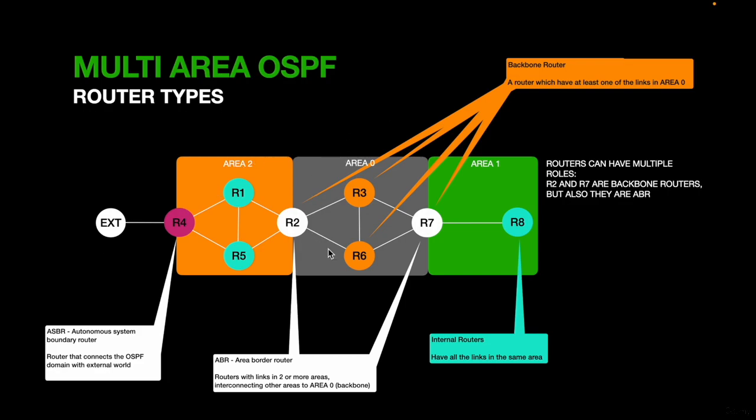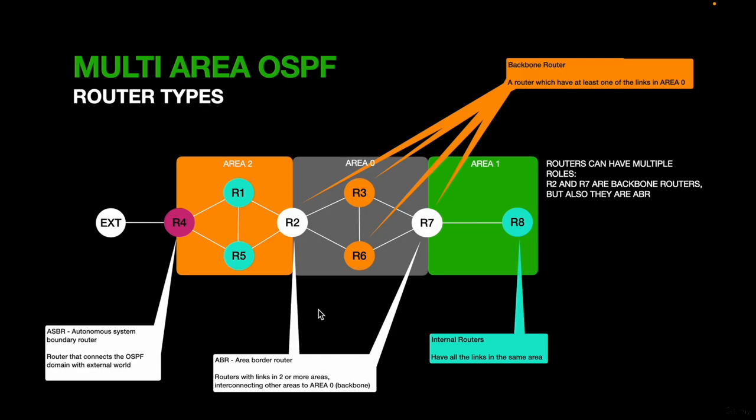We can have backbone routers, which are all the routers which have at least one link in area 0, and we can have area border routers, which are the routers with links in 2 or more areas, interconnecting other areas to area 0 or the backbone area, meaning that we cannot have ABRs or area border routers with links that are not in area 0 and any other area.